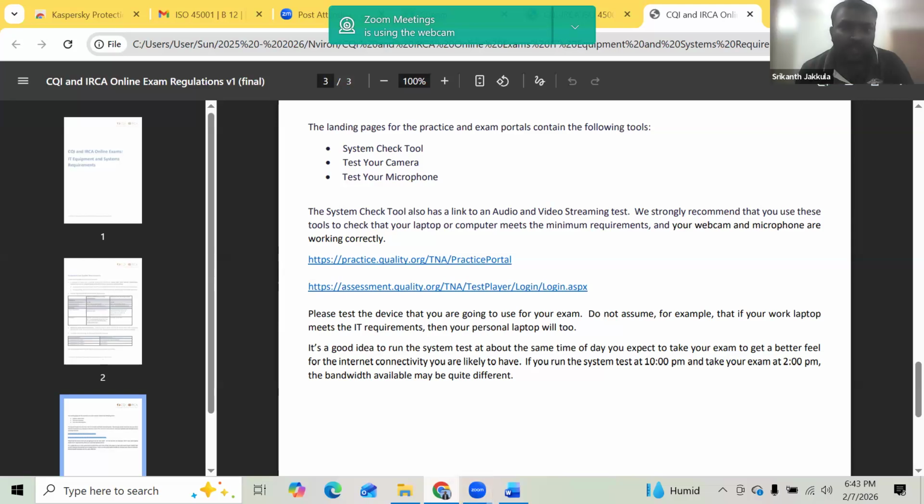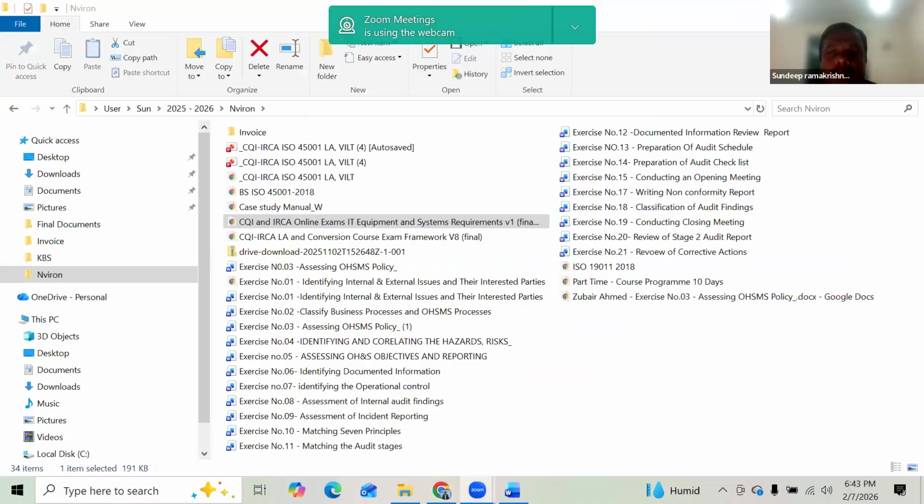So the software is monitoring our screen also, sir? Yeah, correct. You can switch tabs to refer to your standard, or refer to any notes or Word files. You can switch those tabs. But do not go to Google or ChatGPT to ask for answers. The software will detect that.